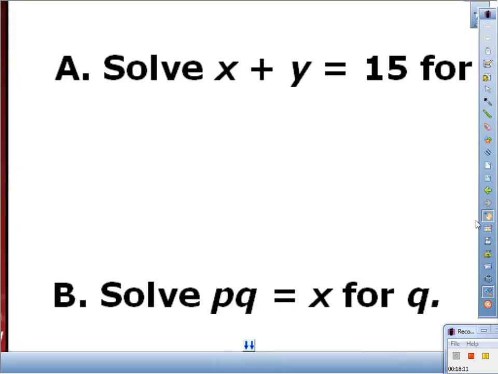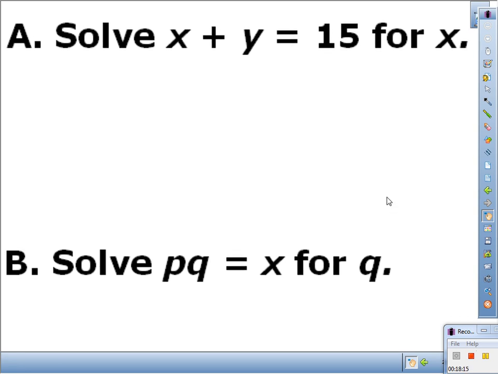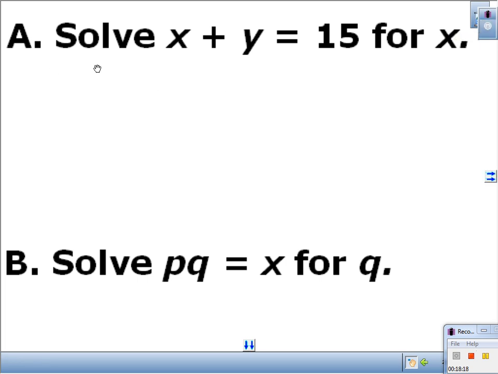Example 1A, 1B. Example 1A says solve x plus y equals 15 for x. And this one, solve pq equals x for variable q. I'll give you 1 minute. Is that okay? Okay, I'll give you a minute and a half. Ready, go. Copy that and go.